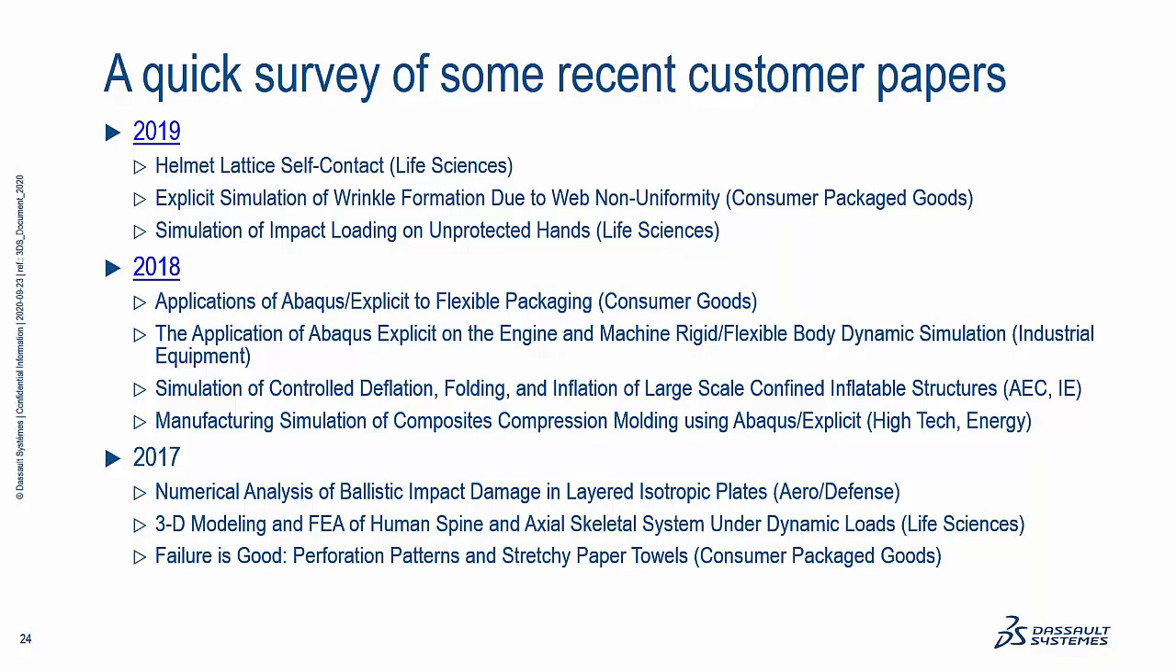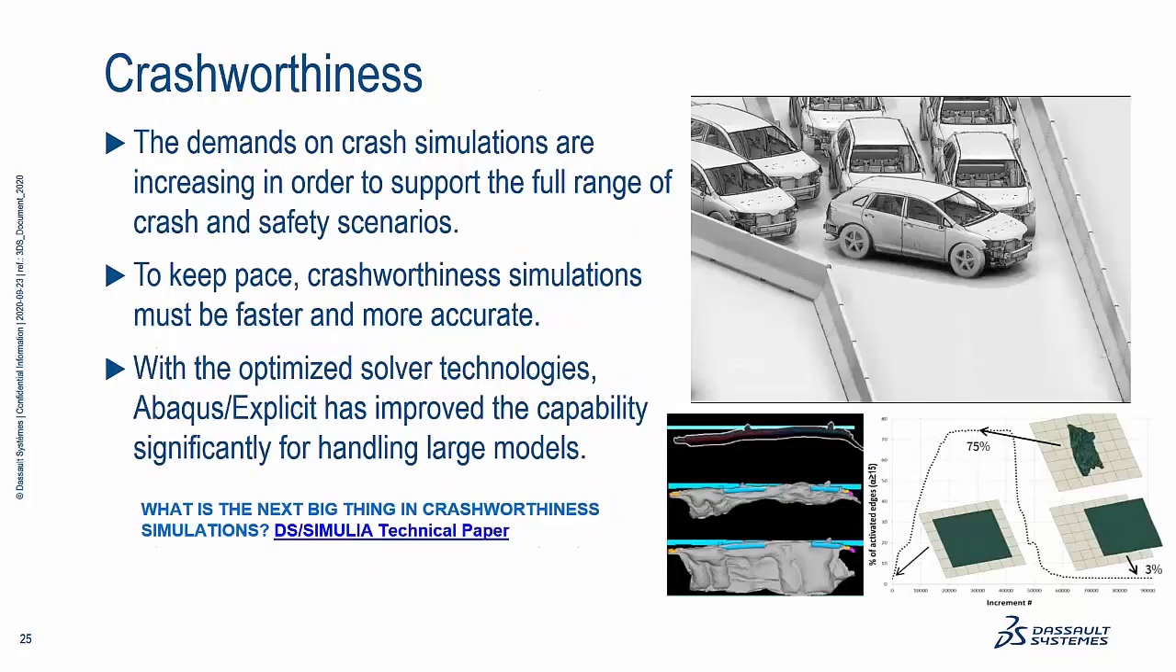So what am I trying to tell you with this slide? What I'm trying to tell you is that Abaqus Explicit ain't just for cars and for planes and for things that go boom. It is very, very heavily used. And in fact, the life sciences and industrial equipment industries are really driving a lot of the changes and a lot of the enhancements and improvements in Abaqus Explicit that have been happening over the last couple of years. But we begin with crashworthiness.